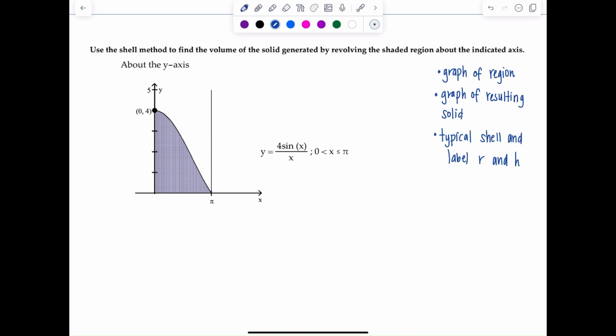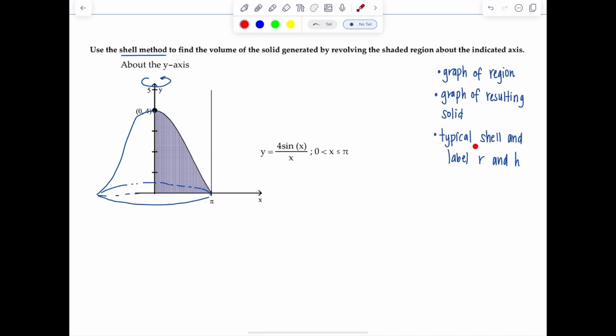Now, here we go. Shell method. We're going to do only shell method this lesson. Spinning around the y-axis, so that means we're spinning this way. I'm going to just basically reflect the region. That was not fabulous. Hold on. Okay, that's a wee bit better. I reflected the region, and it's a solid, right? So you can add more dimension if you like to your picture. Just don't let it get cloudy. So graph of the region, check. Graph of the solid, check.